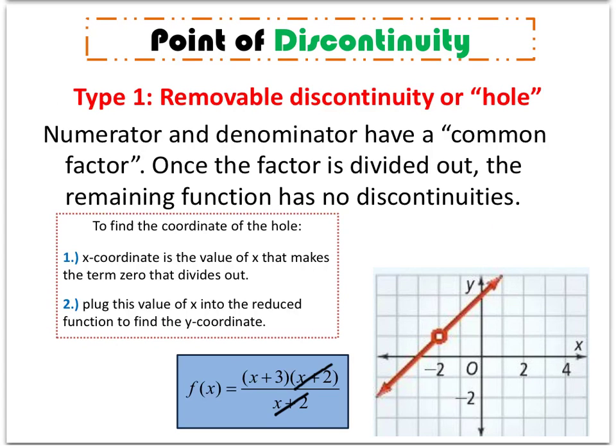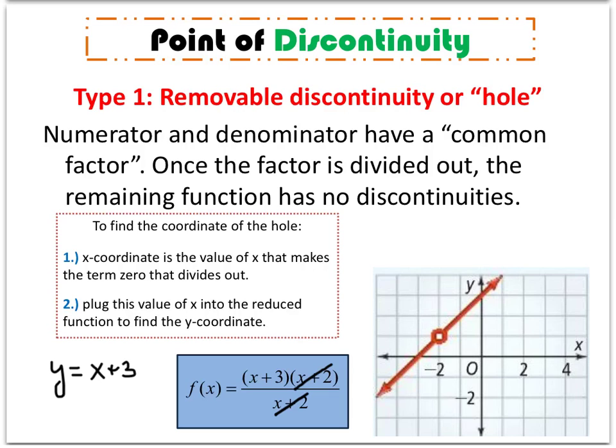So I have that same term in the numerator and the denominator. Therefore, they can divide out, and I get the reduced function y equals x plus 3. Well, the function y equals x plus 3 is a continuous function. Therefore, I removed the discontinuity.